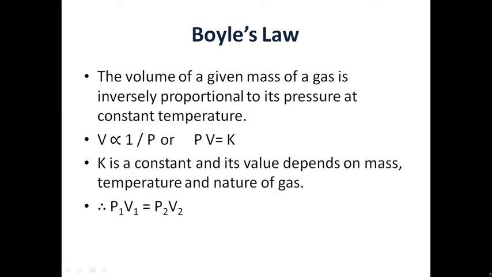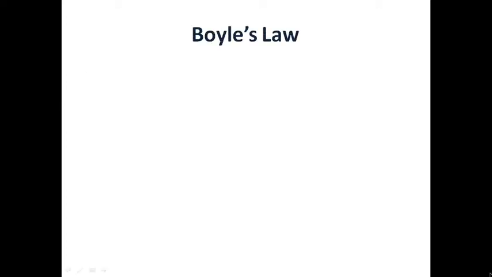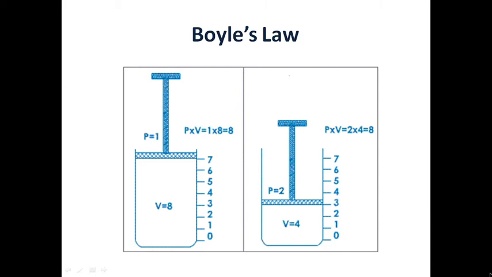So suppose a gas has two different conditions at a constant temperature. Let's say the first condition has pressure P1 and volume V1, and when we change the pressure or the volume, the other factor will also change. Let's take the experimental verification of Boyle's law. This is an example with its verification.